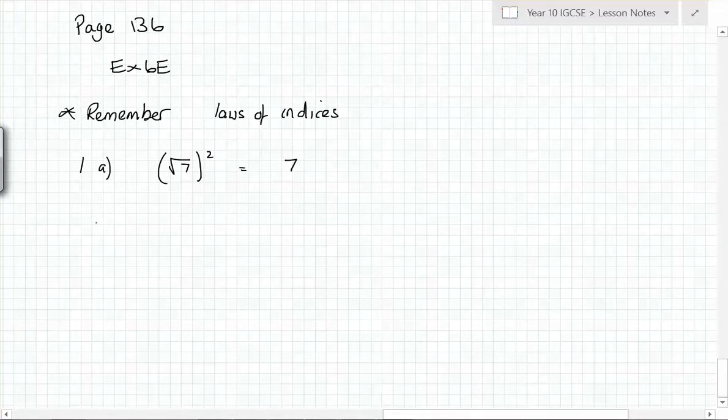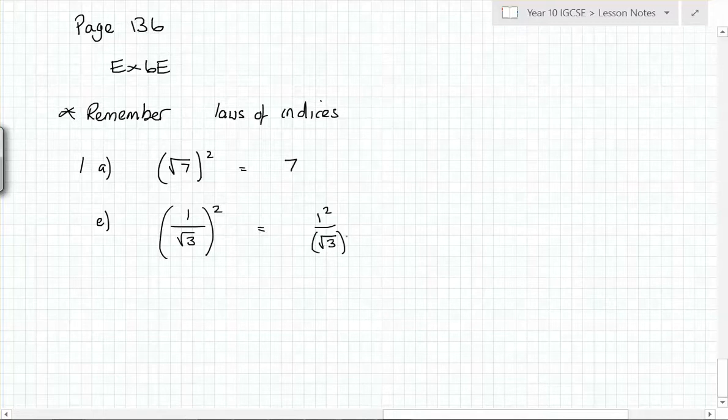The other one I want to do though is E, which is 1 over root 3 squared. Now this is where you need to remember your laws of indices. What does that become? Callista. So it becomes 1 squared and 3 to the root.